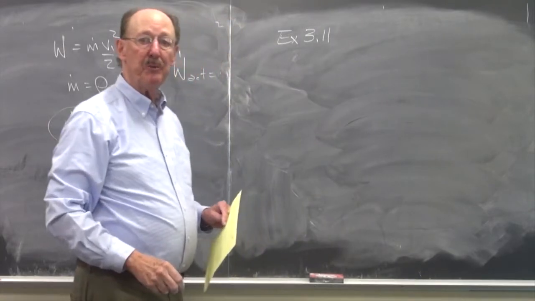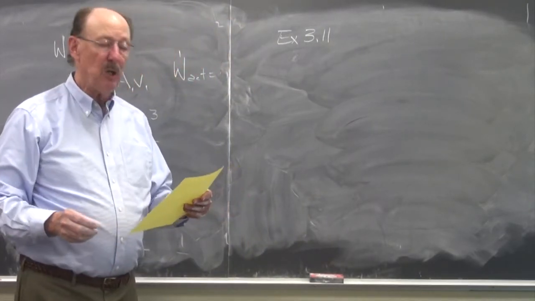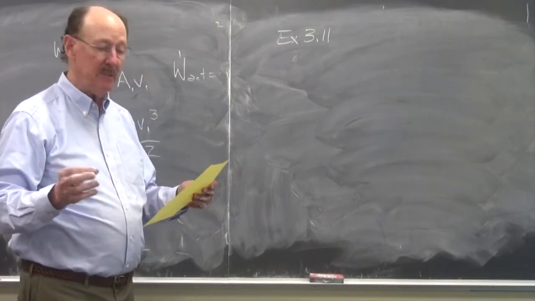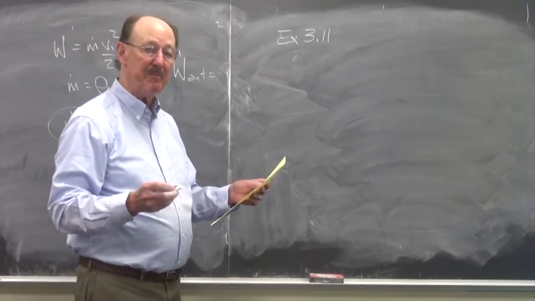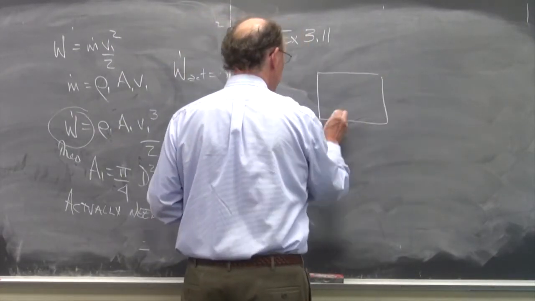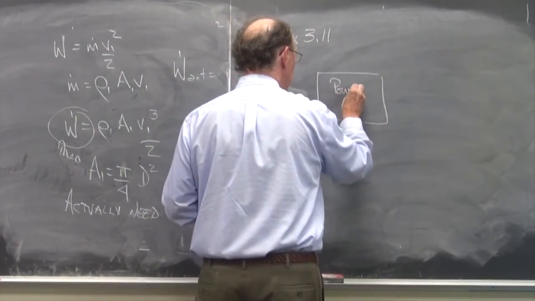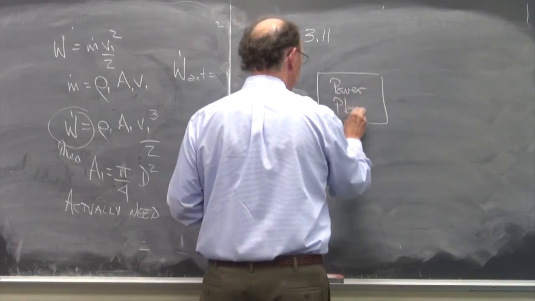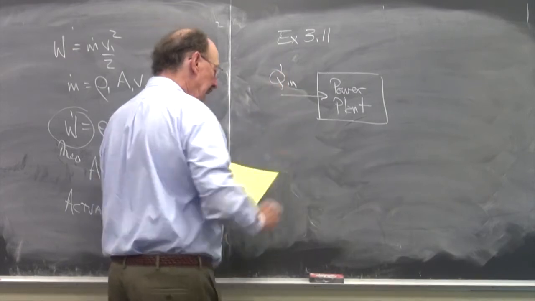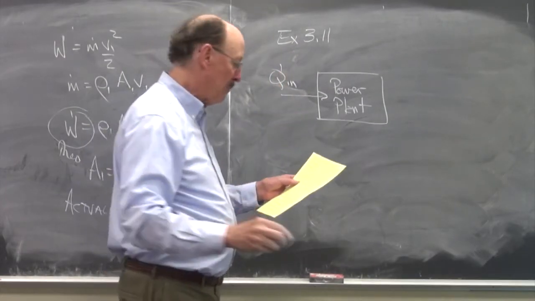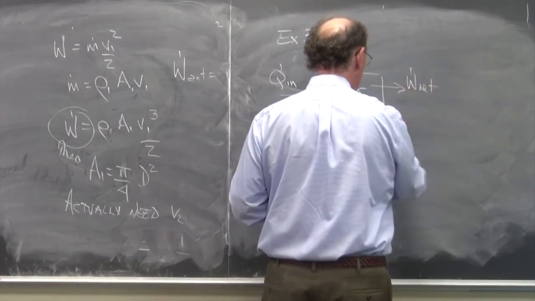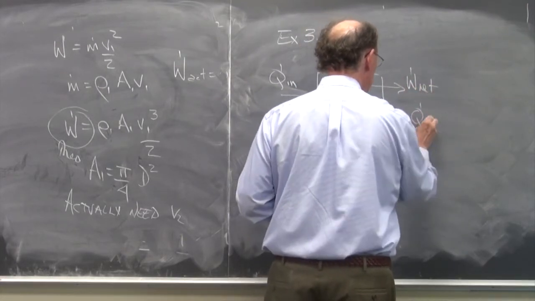This is example 311, and you may want to look at 311 and see what it says. It's a power plant, and it introduces the concept of efficiency for a power plant. A power plant runs on a cycle. I have Q dot in, the heat that goes into a power plant. Some is converted into power, work that we want, and the rest goes out as heat rejected.